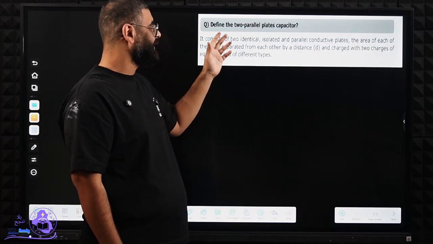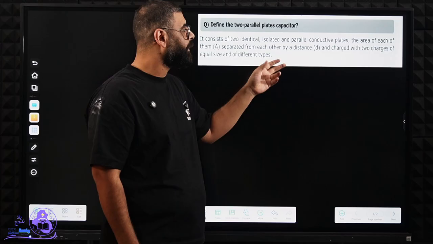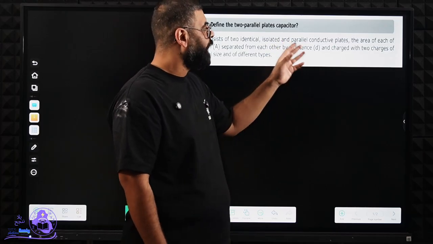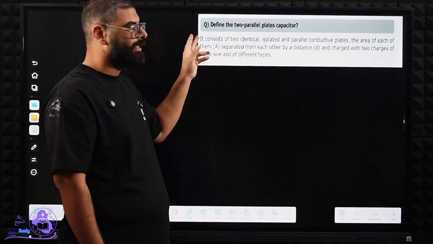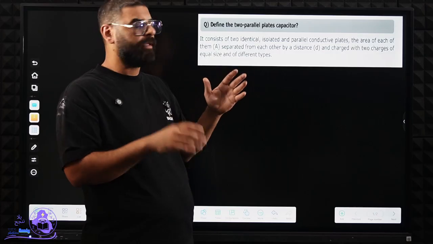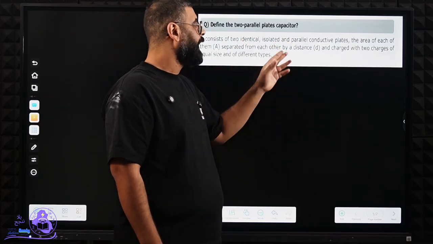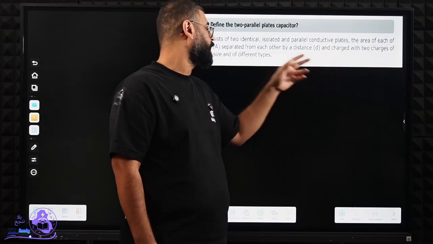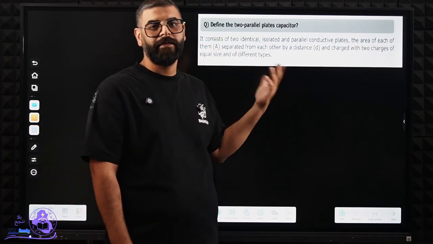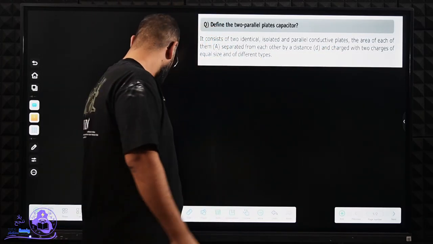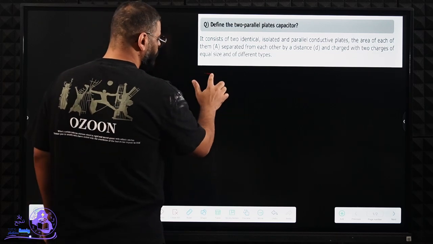consists of two identical, isolated, and parallel conductive plates. The area of each of them is A, which is equal. They are separated from each other by a distance called D, and charged with two charges of the same size and different types. What does that mean? That means that we have two plates.